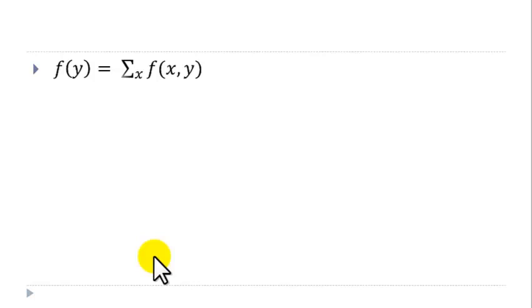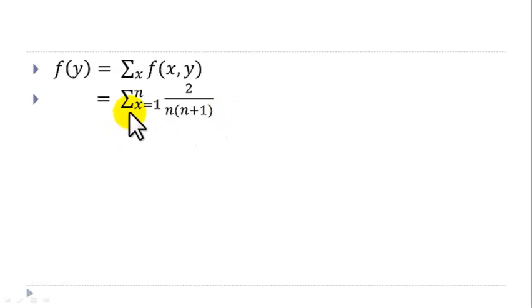Also, the marginal probability function f of y is equal to the sum of f of xy over all possible values of x, and this is equal to the sum of 2 all over n into n plus 1 as x goes from 1 to n. Again, with respect to x, this is a constant, so when we sum as x goes from 1 to n, this will give us 2n all over n into n plus 1. This n will cancel this n to give us 2 all over n plus 1.